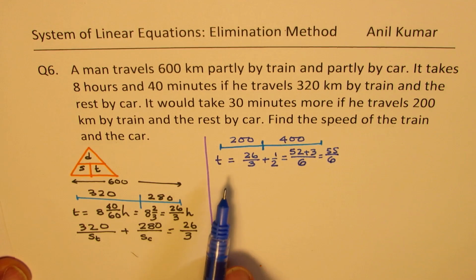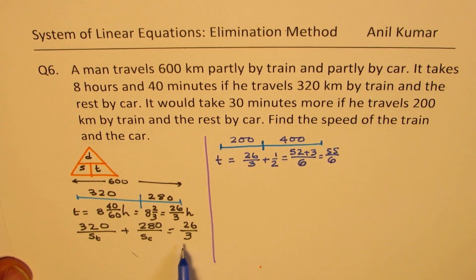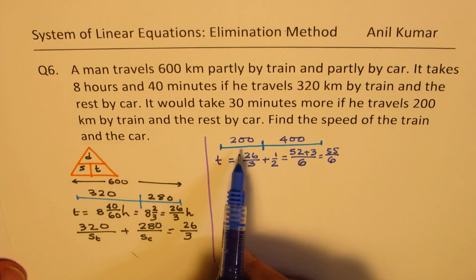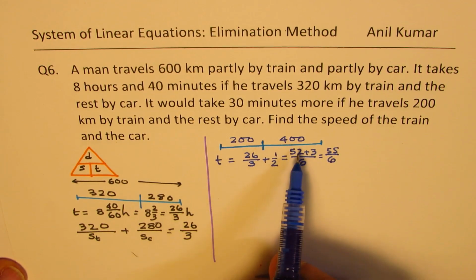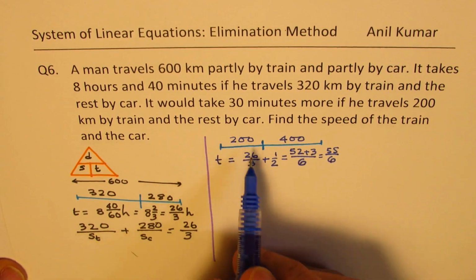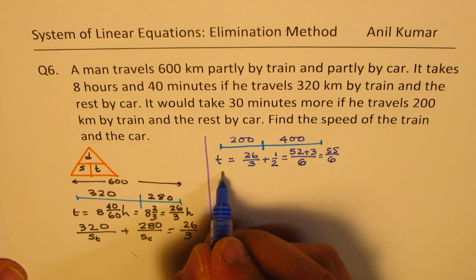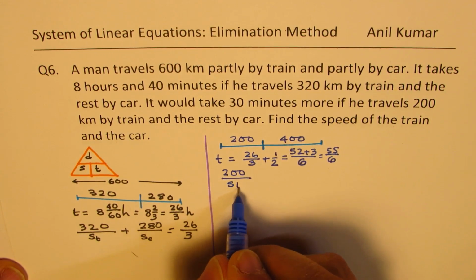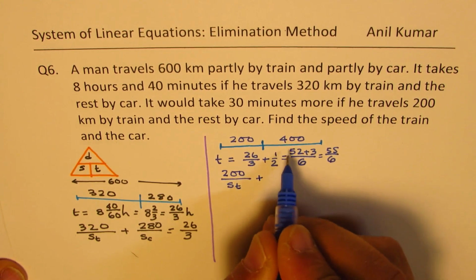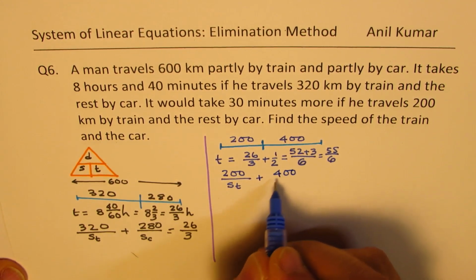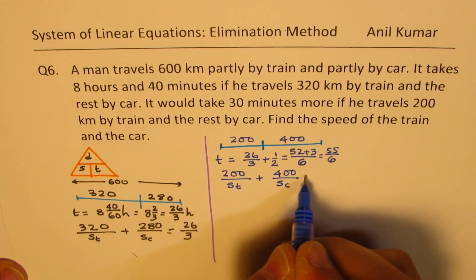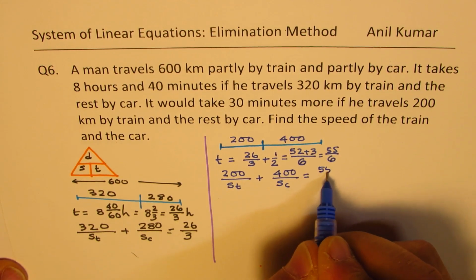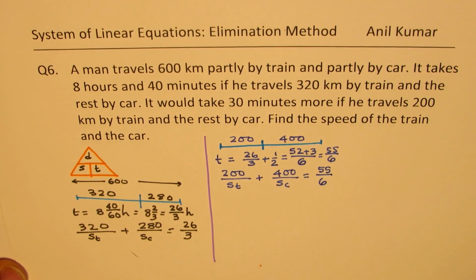So in this question, time calculation and working with fractions is very important, which we are focusing on. Now, let's calculate time for train and car. So time for train will be 200 divided by the speed of train, which remains the same, plus 400 divided by speed of car, and total time is 55 over 6. You see that? So we get our second equation.